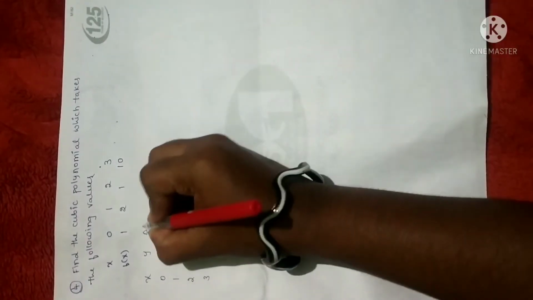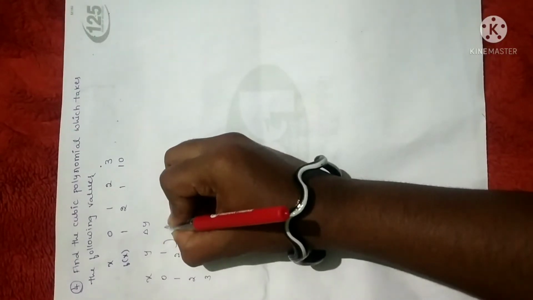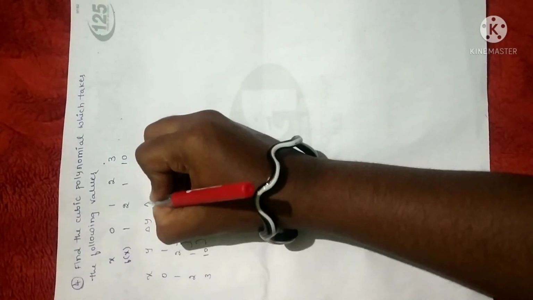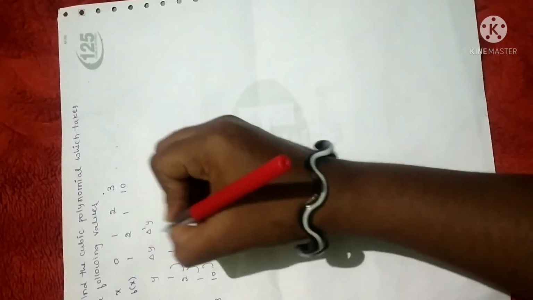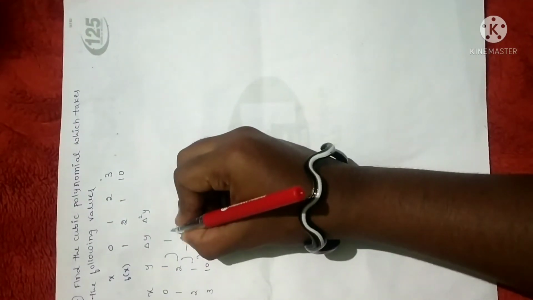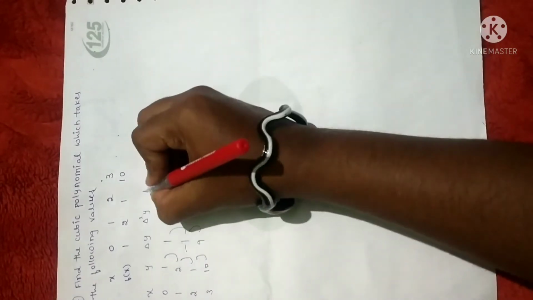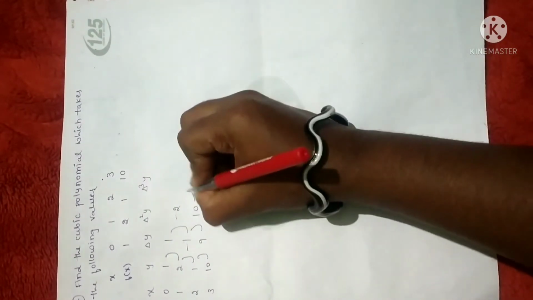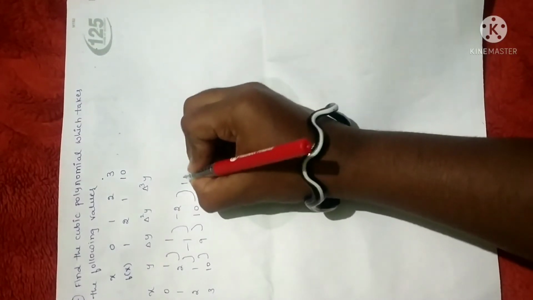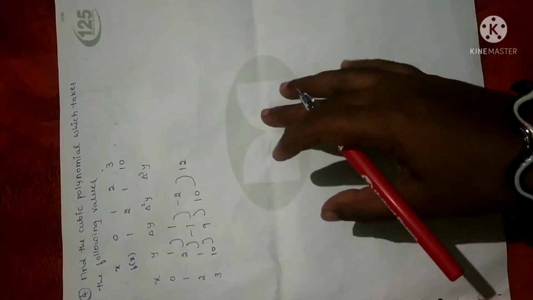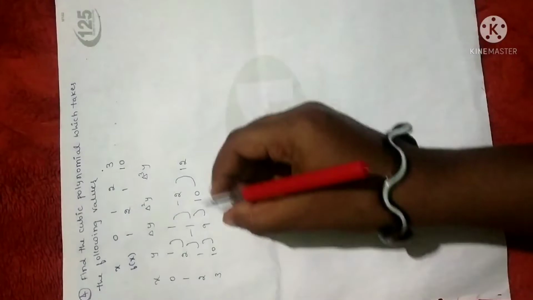Now first forward difference, subtraction as usual. 2 minus 1 is 1, 1 minus 2 is minus 1, 10 minus 1 is 9. Next second forward difference, that is delta square y. Now as usual subtract. Minus 1 minus 1 is minus 2, 9 minus of minus 1 is plus, so it is 10. Again delta cube y is 10 minus of minus 2 is plus 2, so you will get 12. So once you constructed the forward difference table, next we have to use the formula up to delta cube y.